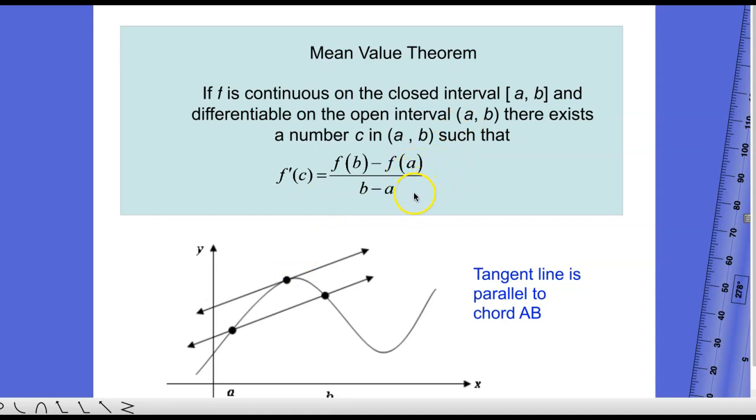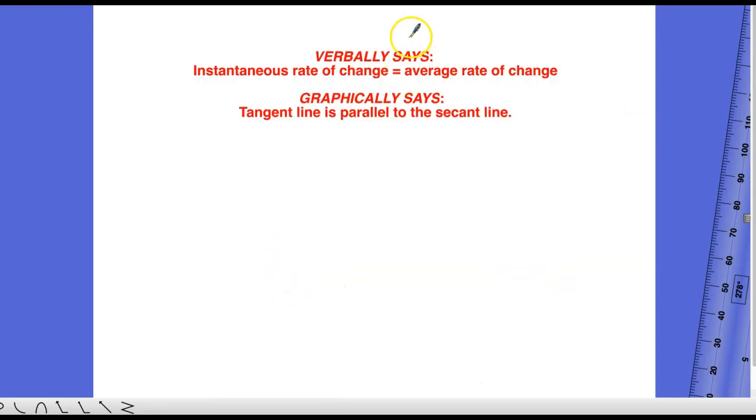And so this is an idea that we have informally seen many times before, but we're formalizing it now, and this is an example of what's called an existence theorem. So this allows us to prove the existence of c, even if we don't know exactly where it's located. We know that it exists. So a way of restating this verbally, we're saying that the instantaneous rate of change, slope of the tangent line, is equal to the average rate of change, slope of the secant line. Graphically, the tangent line is parallel to the secant line.